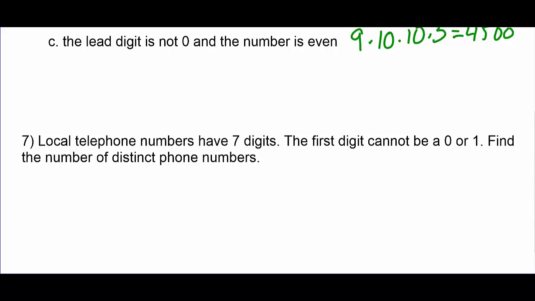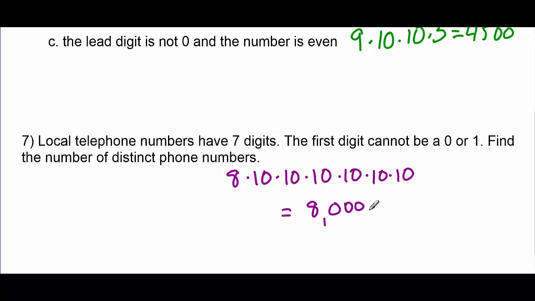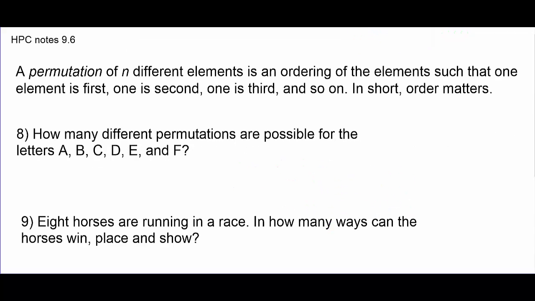Okay, local telephone numbers have 7 digits. The first cannot be a 0 or 1. Find the number of distinct telephone numbers. Since we eliminate 0 and 1, we know we have 8 options for that first digit. Nothing else is restricted, so it's all 10s after that. Now we do know there are some actual other limitations, like you can't have a number start with 911. That would be kind of silly. So there are some others, but ignoring those kind of things, we have 8 million possibilities.